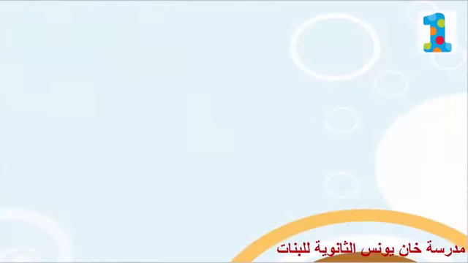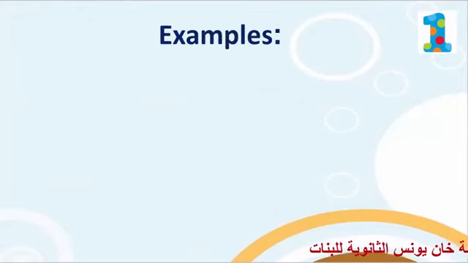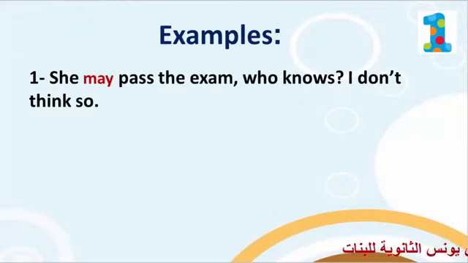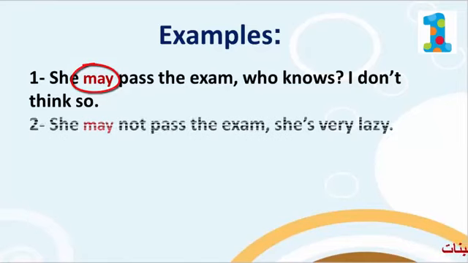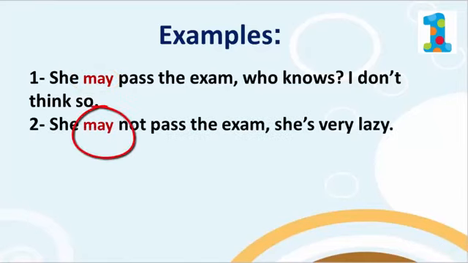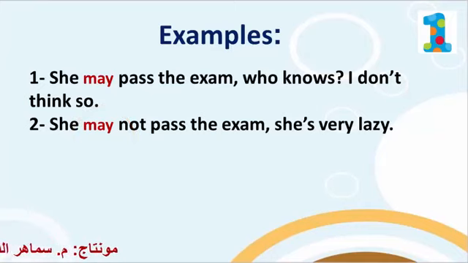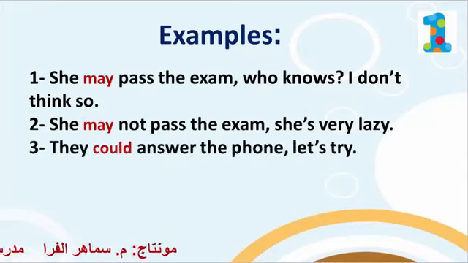Let's have some examples for the possibility. Number 1, she may pass the exam. Who knows? I don't think so. Okay, may. Number 2, she may not pass the exam. Why? Because she's very lazy. Notice here the negative form of may: it is followed directly by not. And then we have the negative form.